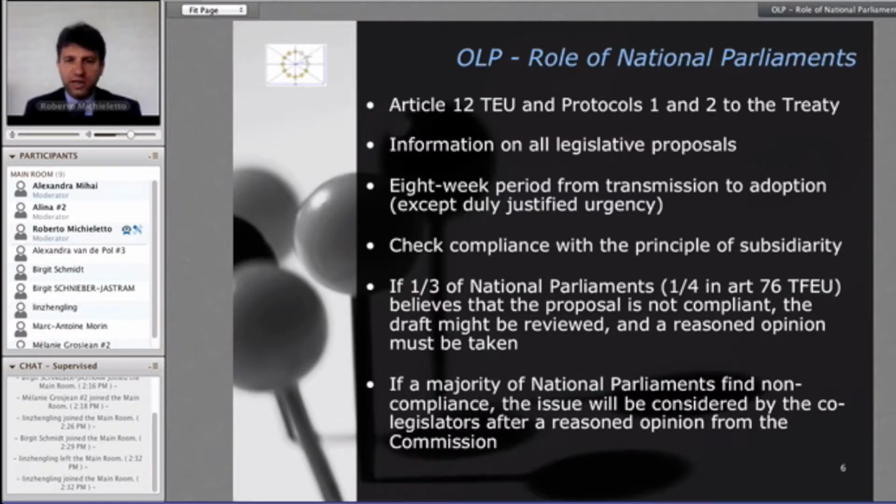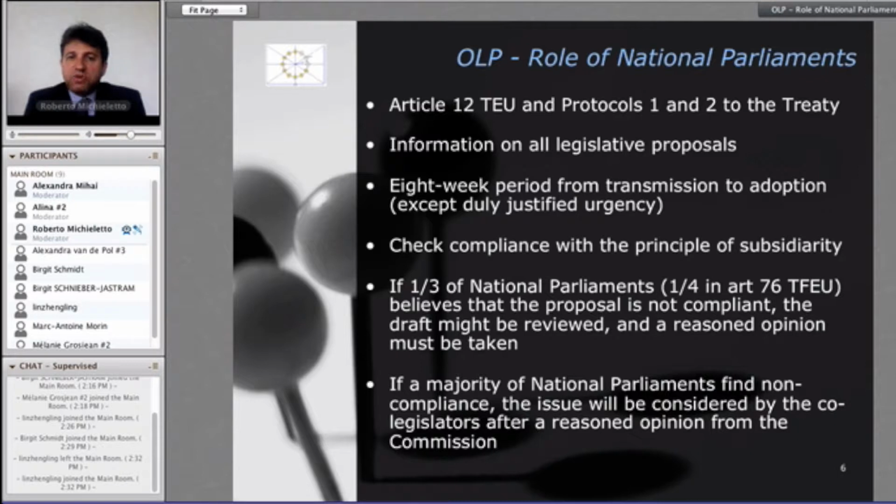So what they do, as Alina said already, they check compliance with the principle of subsidiarity. If they think that the Commission has not acted in a good way, that the principle of subsidiarity is not respected, and they are affected by the proposal, at least one-third of national parliaments, or in a particular case in Article 76 a quarter, can say the proposal is not compliant, so the draft might be reviewed.